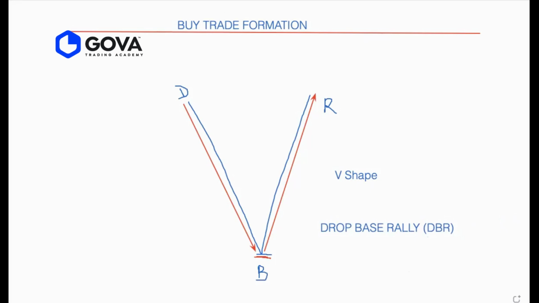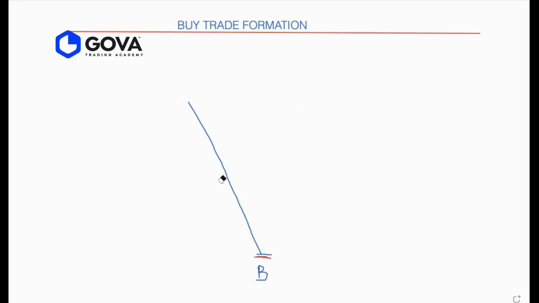All right. Also, as you can see, the base is always in the middle. So that is it for a buy trade formation. All right. Now let us move on to the other formation that we have for a buy trade formation.